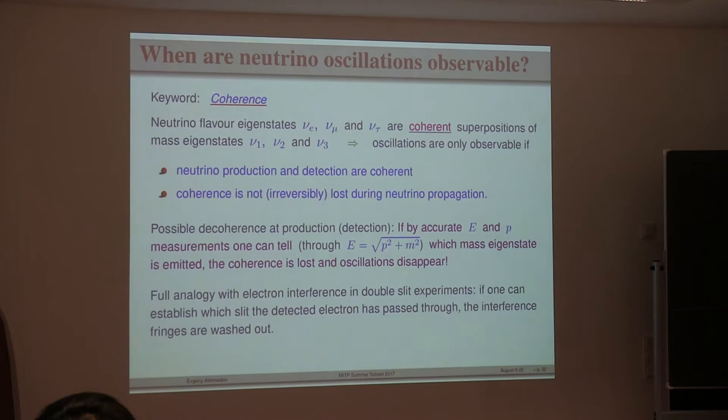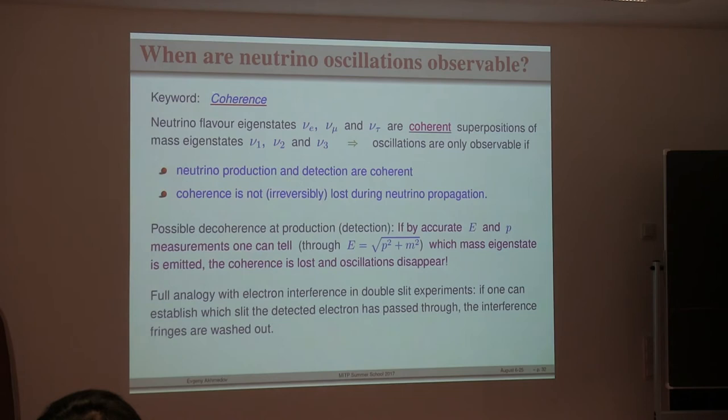What do we mean by coherent? This means that we cannot, by using our production or detection process, discriminate between different mass eigenstates. Otherwise, we would have said that we emitted a given neutrino mass eigenstate, and mass eigenstates do not oscillate. Only flavor eigenstates oscillate, and they oscillate because of the interference related to the phase differences obtained by different mass eigenstates. Okay. So, if neutrino production or detection is coherent and neutrino propagation is coherent, then we can obtain neutrino oscillation.